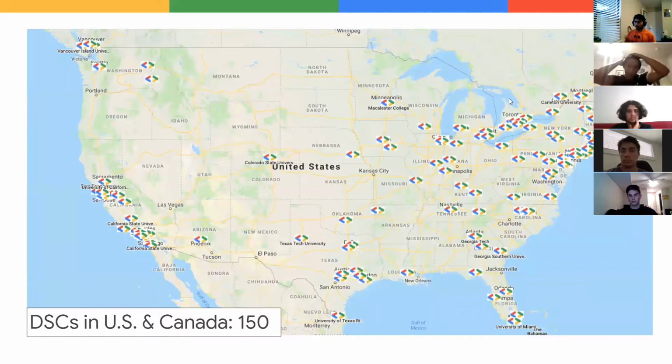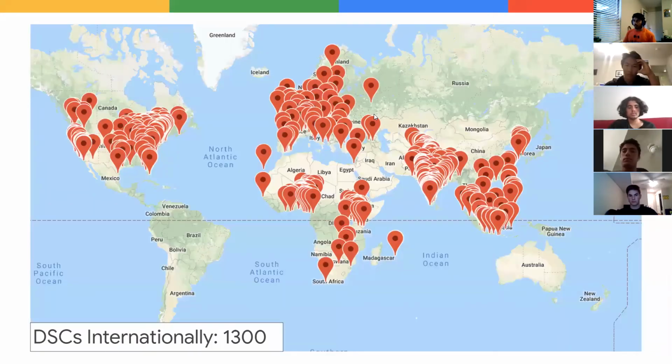So we are one of many universities in North America. This map is a little bit out of date. There have been a lot of new programs in the past year, and there are also a lot in Canada as well. And this is the list throughout the world. There are over 1,300 chapters throughout the world, so that's really neat.